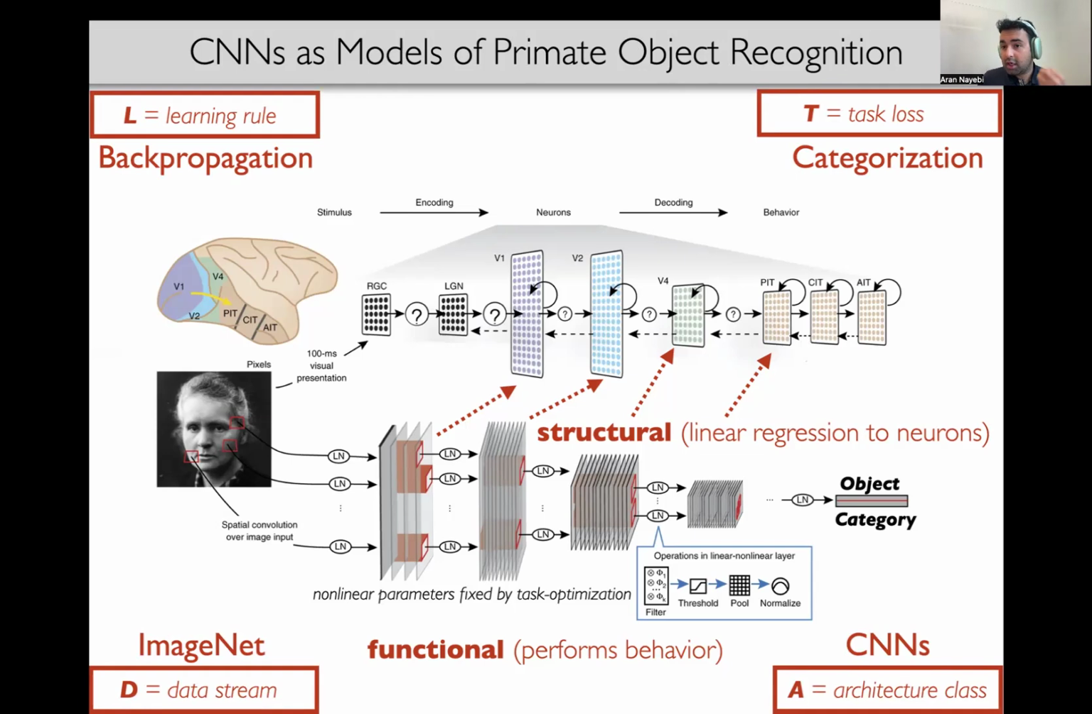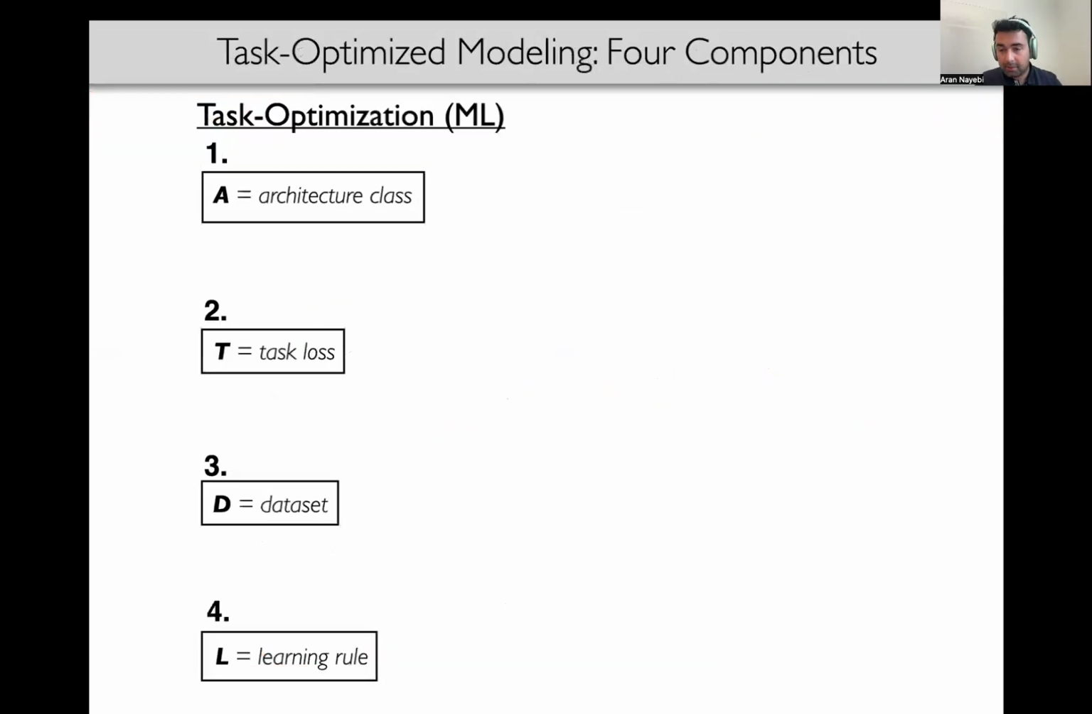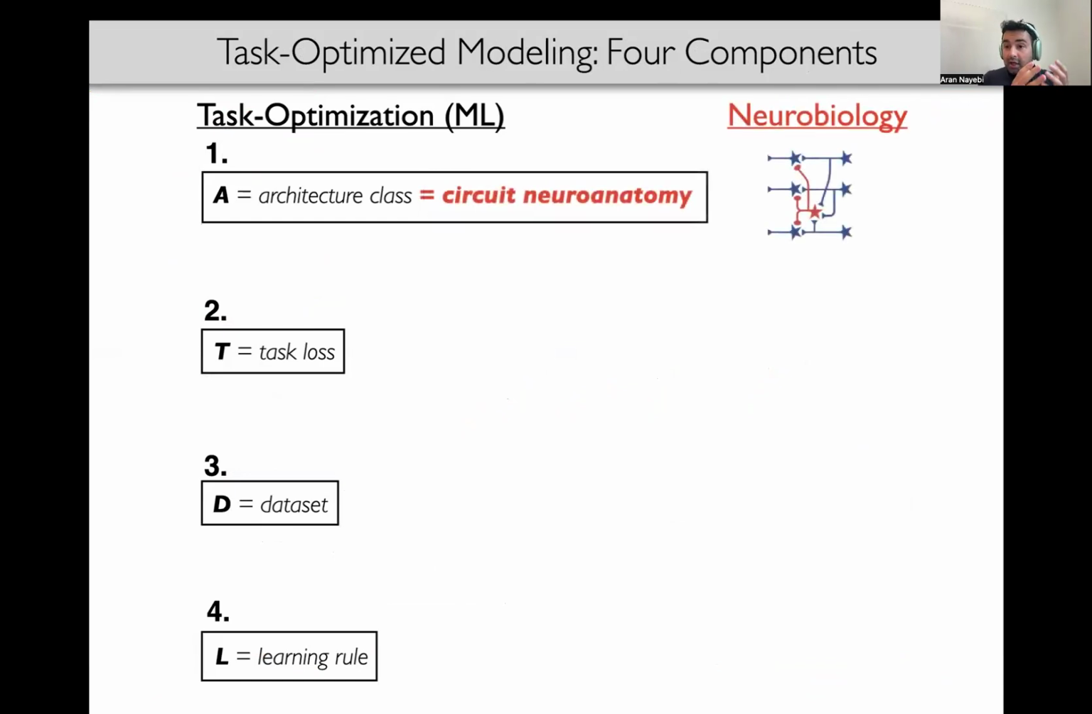Why am I highlighting these four ingredients? Because each of these four ingredients has a direct readout to the four conceptual axes by which we can get a systems-level understanding of a brain area. Specifically, if I list all of these four basic machine learning ingredients on the left, each of them has a direct readout to some corresponding component in neurobiology. In particular, the architecture class is a hypothesis for the circuit neuroanatomy of the system under study.